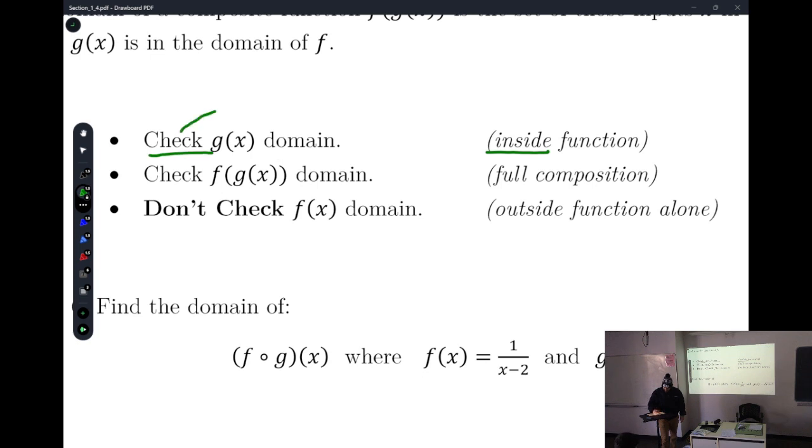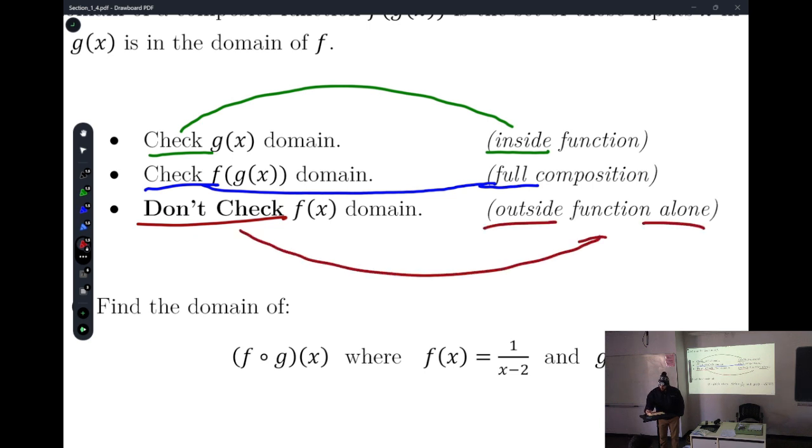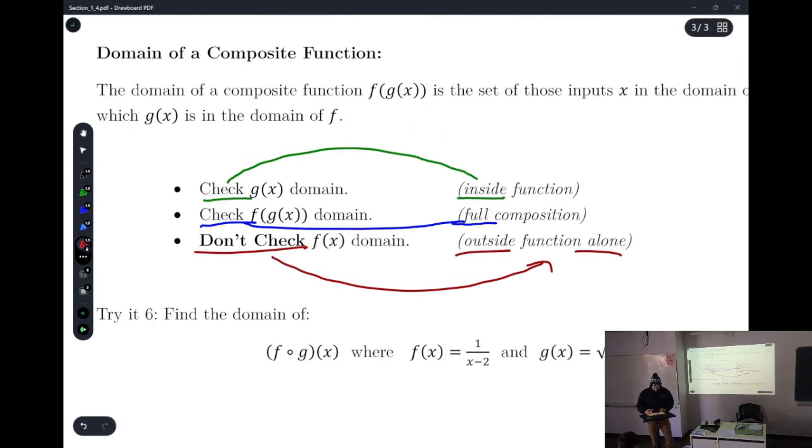You check the inside function. Then you check the whole thing. But you don't check the outside alone. So you check. It says g of x and f of x, but it might be different, right? So I really wanted to give you that inside-outside. You check the inside, and you check the full thing, but you don't check just the outside function.